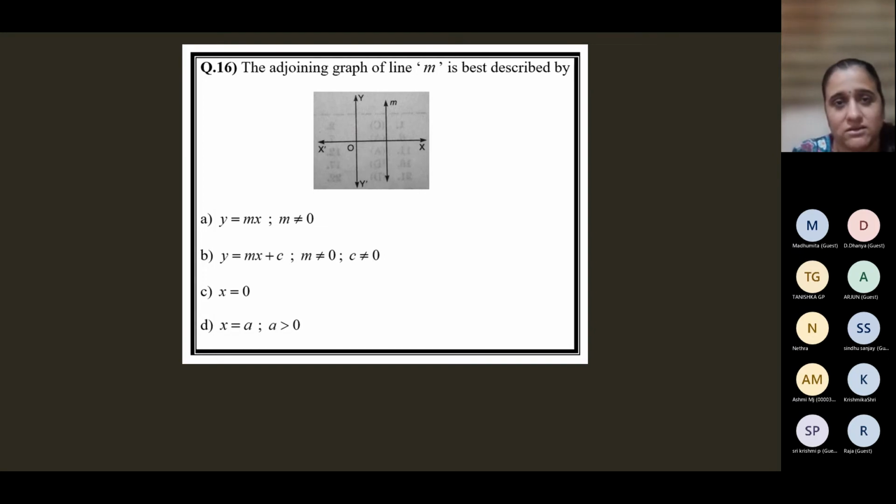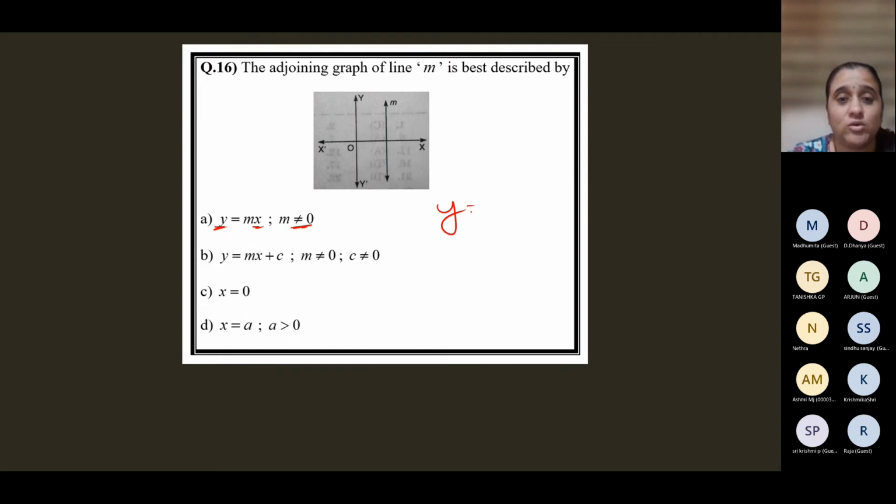If a line is parallel to the x-axis or the y-axis, the equation of that line will have only one variable, x or y. If there is x, it is 0y. If there is y, it is 0x. So y and x both cannot be there when it's parallel. They've given you m is not equal to 0. That means m is not 0. m is like 1, 2, 3, something like that.